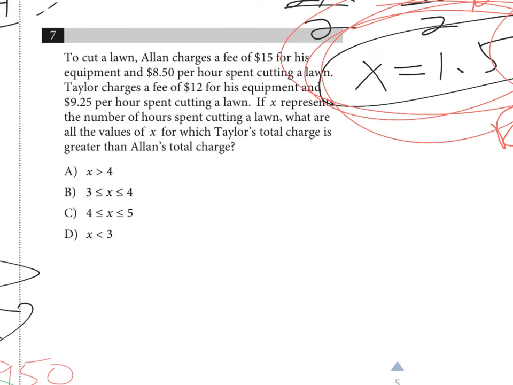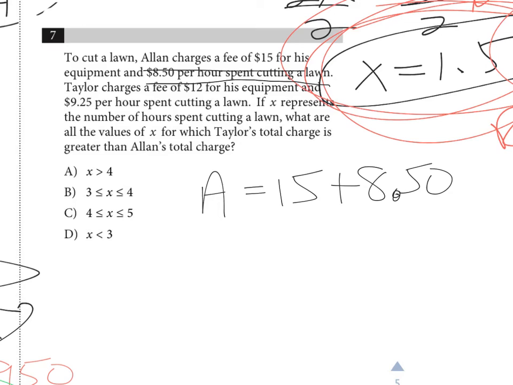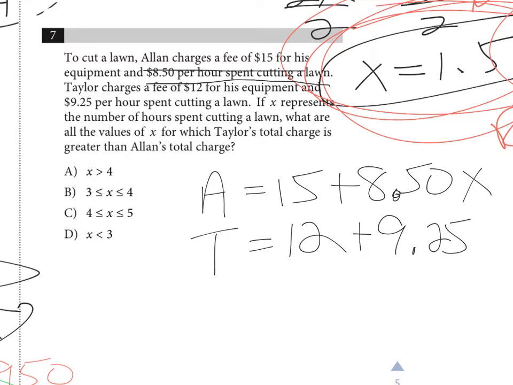Problem 7, to cut a lawn, Alan charges a fee of $15 for his equipment and $8.50 per hour spent cutting a lawn. So Alan charges a $15 fee plus $8.50 times the number of hours that they spend cutting the lawn. Taylor charges a fee of $12 and $9.25 per hour spent cutting the lawn.